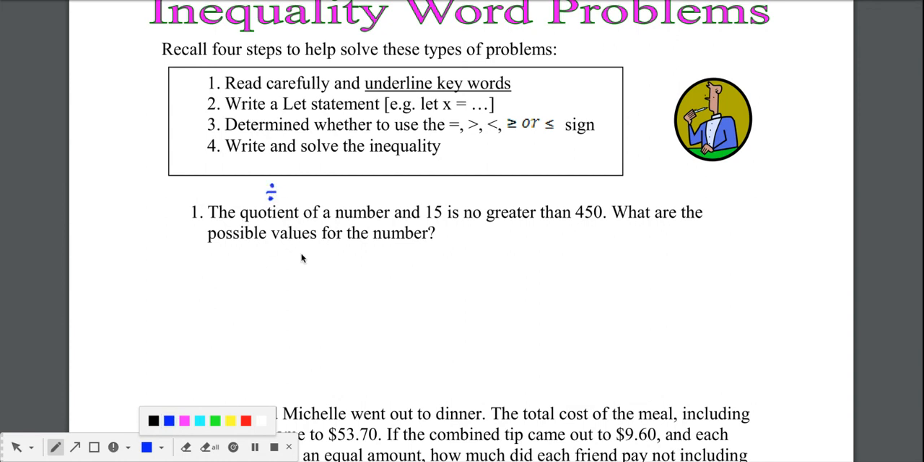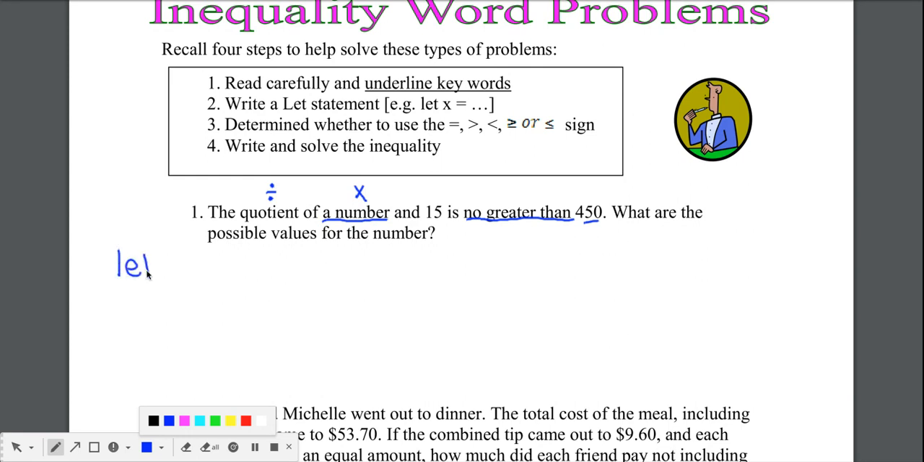We're dividing a number. Anytime you see a number written right like this, that's key. That's going to be our variable. All right, I'm going to let it be X. All right. And so it says take X, a number, and divide it by 15. That's quotient. And it is no greater than, here's some more words that are important, no greater than 450. So I underlined some stuff and we're going to use a let statement.